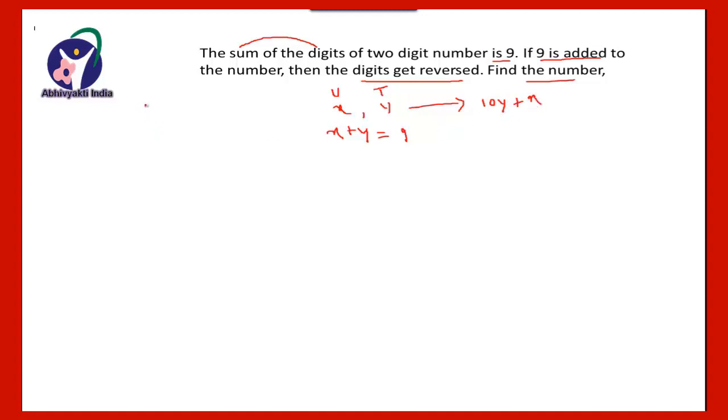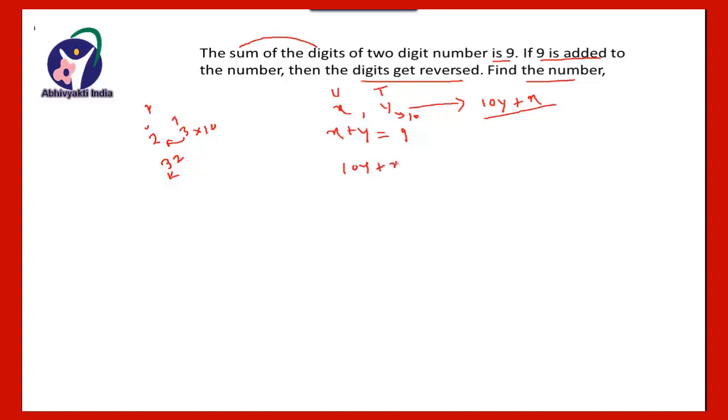If unit place digit is 2 and tens place digit is 3, then the number will be 32. So the place value of 3 is 30. It means we multiply the tens place digit by 10 and then we add it to the unit place digit, and so it becomes 32. Same way, here we will multiply y by 10 because y is a tens place digit, so it will become 10y plus x, and therefore the number is 10y plus x.